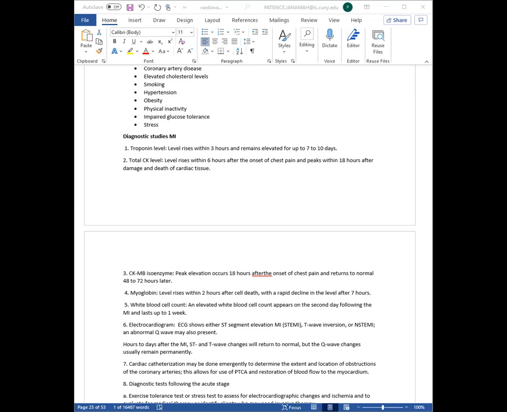But the CKMB is more of a cardiac marker than the trop. But the trop is an initial first test you will do.